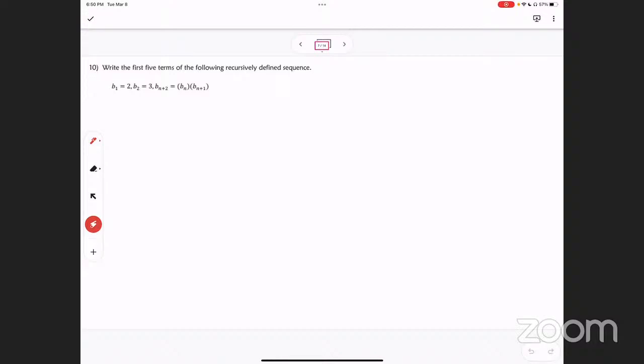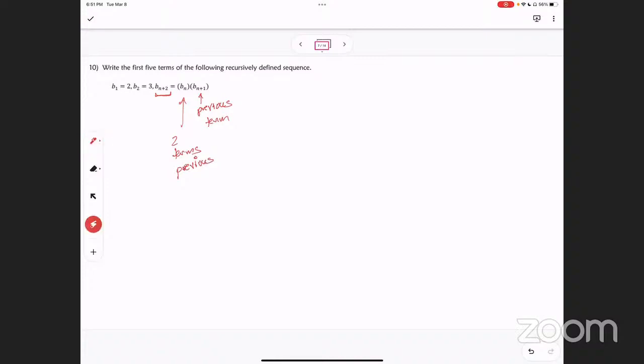So let's do this one. Now notice this one is defining your term based upon the previous one. This is the previous term, and this is the second, like 2 before. This is the one before term, and this is two terms earlier, two terms previous. That makes sense?